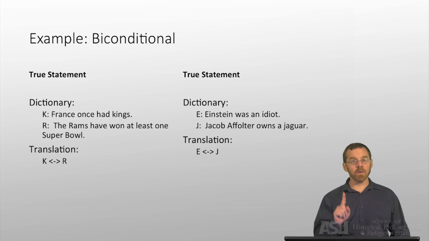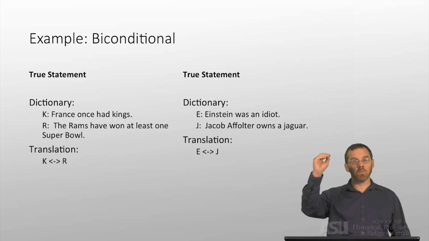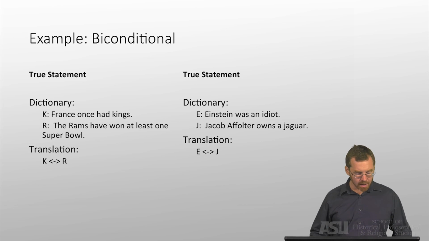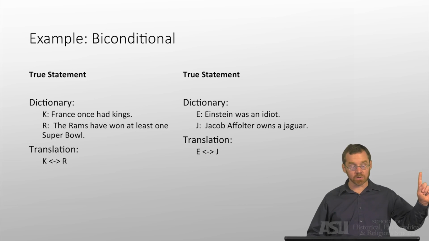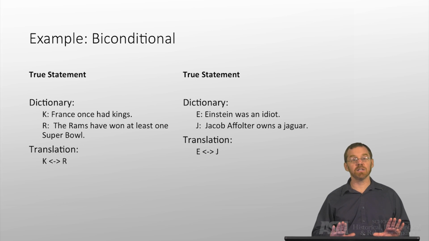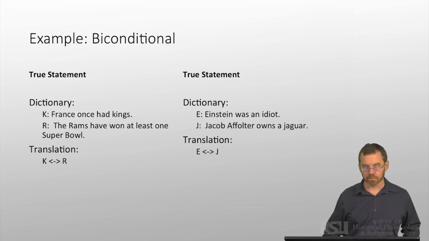Why? Because remember, they only express a truth function. They only make a statement about which combinations are true, or could be true or false. And as it turns out, France did once have kings, so K is true. The Rams have won at least one Super Bowl. They won it in 2000. So K biconditional R: K is true, R is true, so K biconditional R is true.